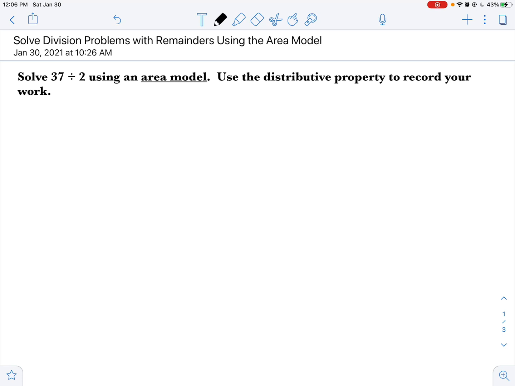The first thing I want you to notice is that the questions are worded slightly differently. The instructions are worded a little differently this time. So let's take a look at what that looks like. It says solve 37 divided by 2 using an area model. That hasn't changed. We're still going to use that. Use the distributive property to record your work. So notice at this time we're not being asked to draw a number bond.